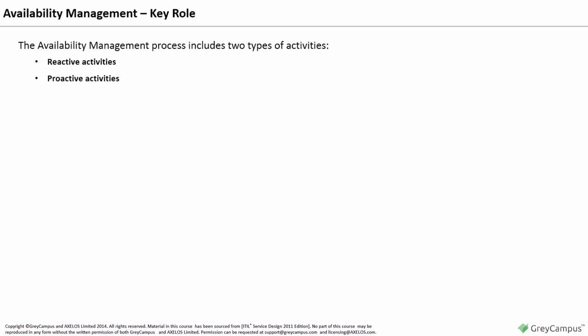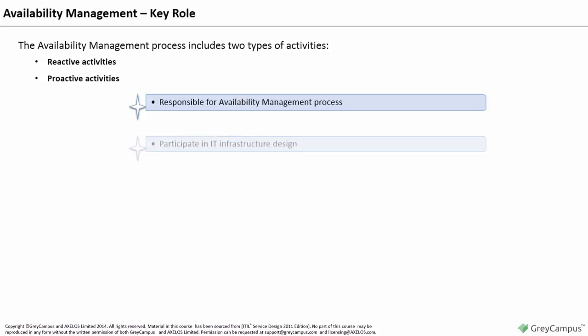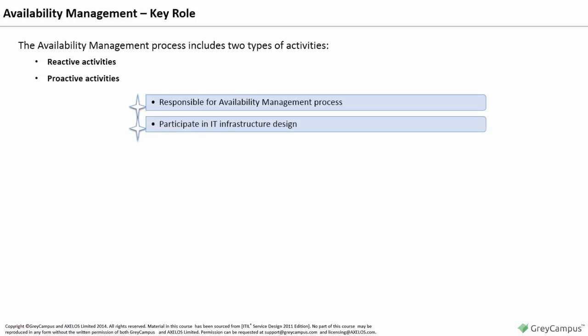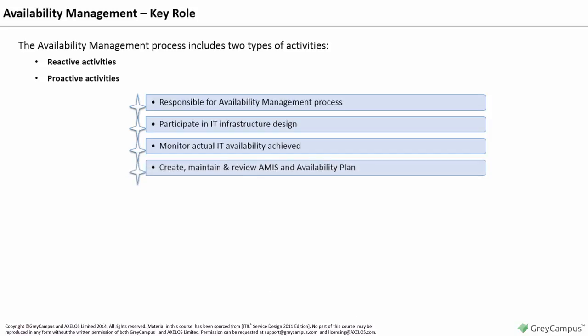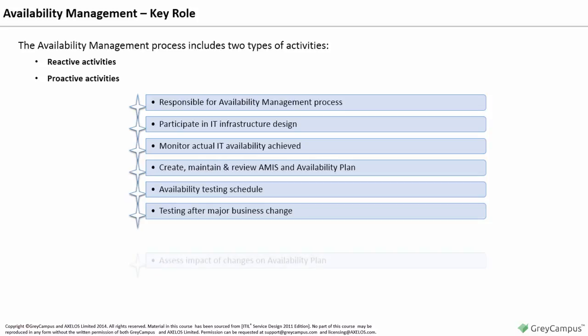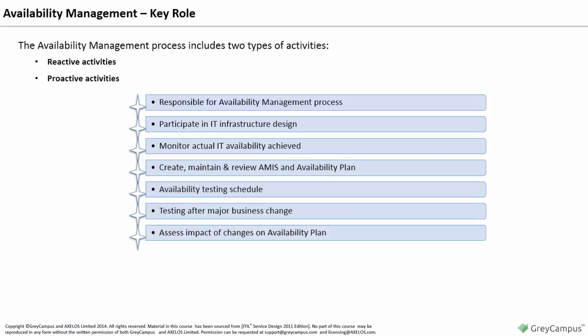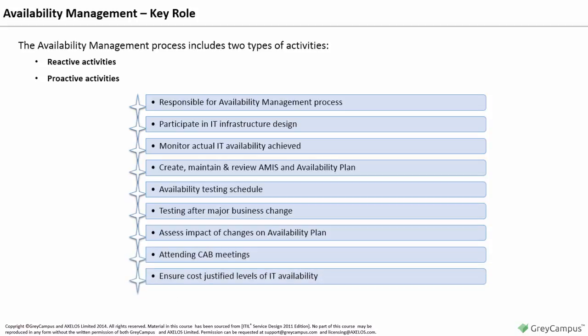The key role is the availability manager, who is expected to be involved in activities like: being responsible for the availability management process, participating in IT infrastructure design, monitoring actual IT availability achieved, creating, maintaining and reviewing AMIS, an availability plan, and an availability testing schedule, testing after major business change, assessing the impact of changes on the availability plan, attending CAB meetings, ensuring cost-justified levels of IT availability, and assessment and management of risk.